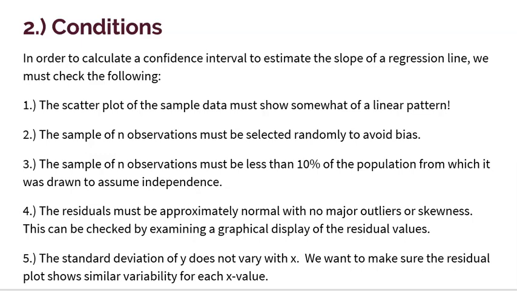But number one, as we actually mentioned at the end of last video, is that the scatter plot of the sample must show somewhat of a linear pattern. If you don't have a linear pattern in your scatter plot, why would you ever use a linear regression model with slope in the first place? Number two, the sample of n observations must be selected randomly to avoid bias. Number three, the sample of n observations must be less than 10% of the population from which it was drawn to assume independence.